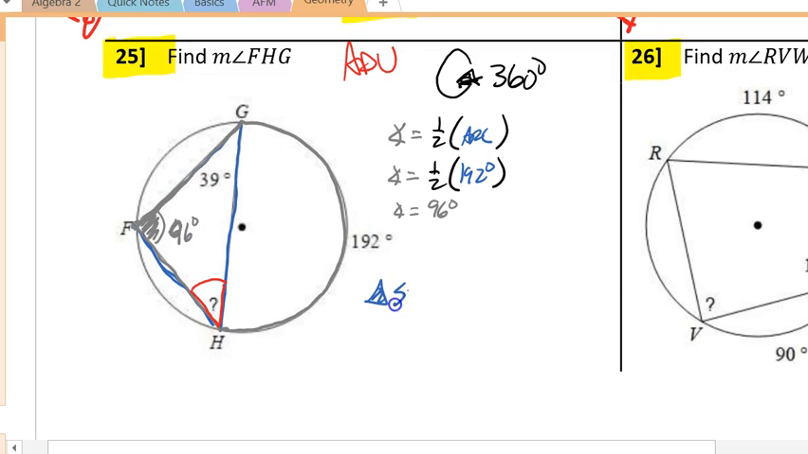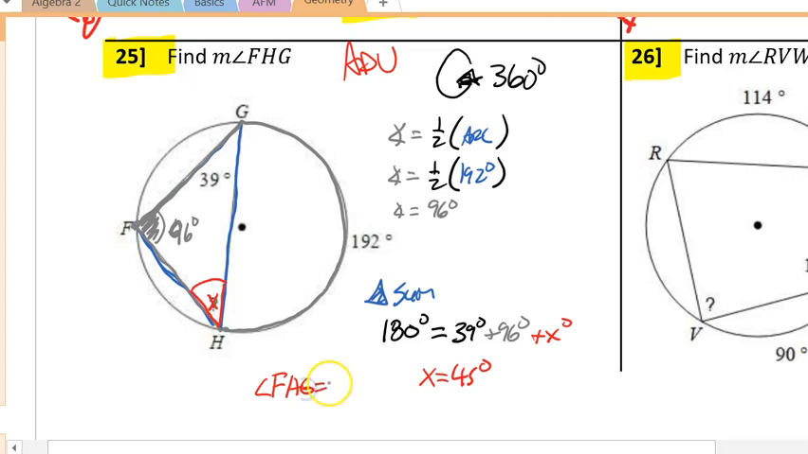Well, that's convenient because I know the triangle sum. They all add up to 180 degrees. So I can take 39 degrees plus my just found 96 degrees, and I can add the unknown x that's right here, and we can go ahead and solve for x. That gives me that x is equal to 45 degrees, or angle FHG is equal to 45 degrees. Once again, triangles coming back in force.